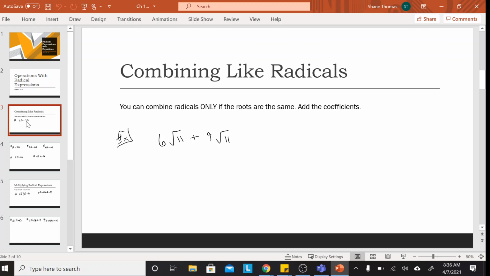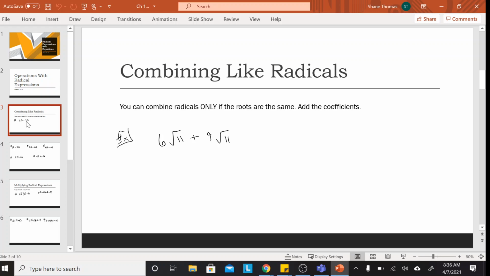If that's the case, then you just want to add the coefficients out front. You do not add anything inside the root together. It's just kind of like adding 2x and 3x. 2x and 3x is 5x. It's not 5x squared or something like that. The x's just tag along. It's the same way with the roots here.